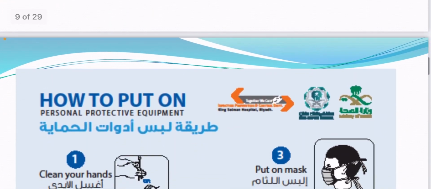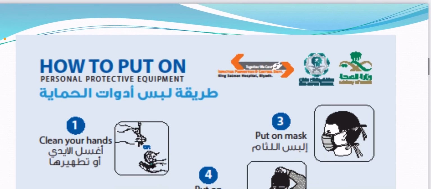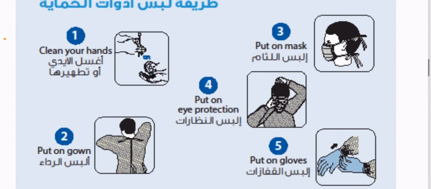I will show you the picture of how to put on the PPE. Clean your hands, put on your gown. You have to tie both the strings properly. Put on your mask. You see how the mask is tied. The straps should be separate, one above the ear, one below the ear. Eye protection. Put on the gloves.